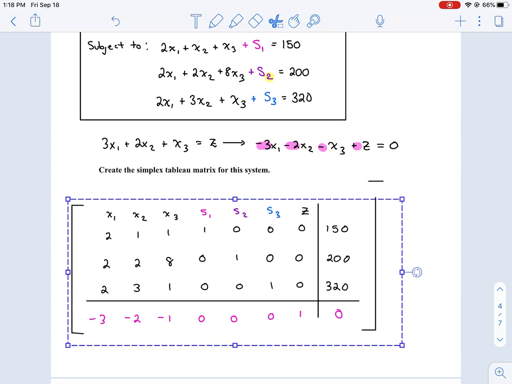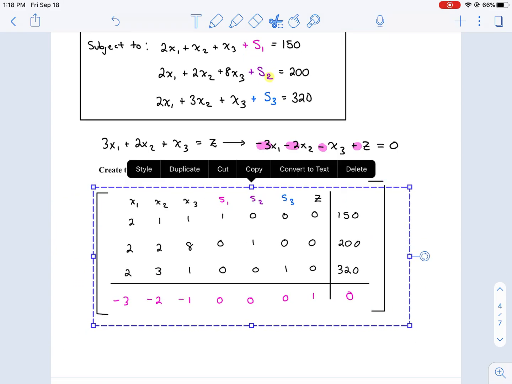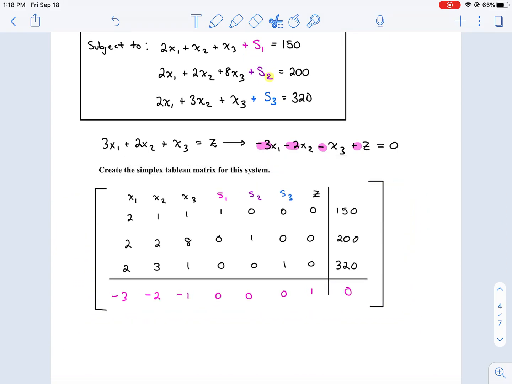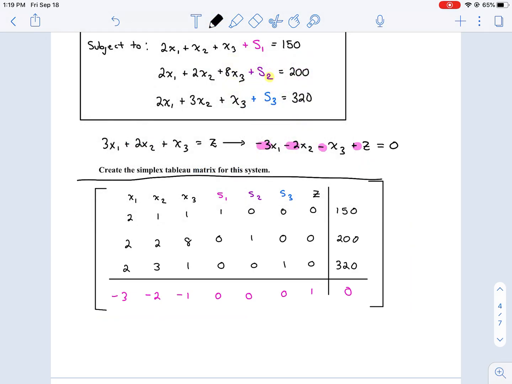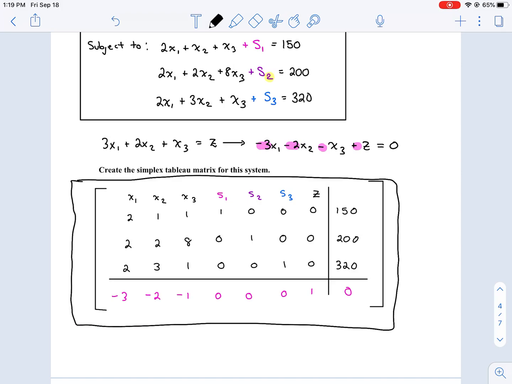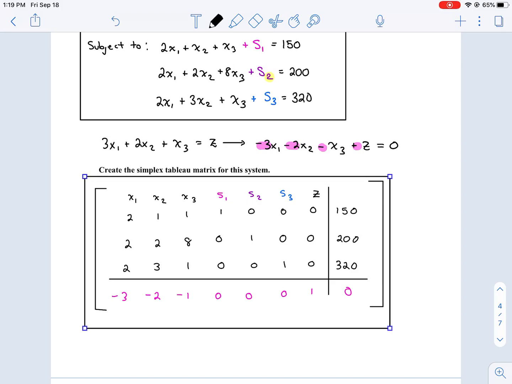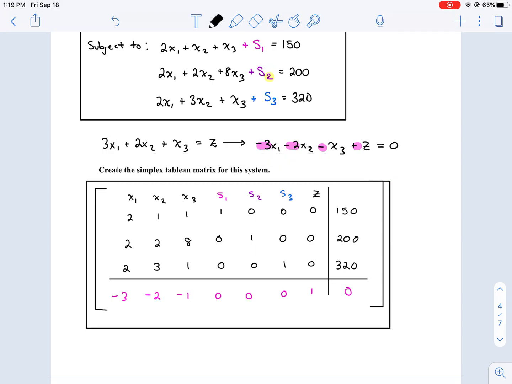So this is the matrix we are going to use to solve the standard maximization problem. And we won't solve this in this video, but I'm going to show you the techniques that you're going to need to be able to solve the standard maximization problem using the simplex tableau matrix.